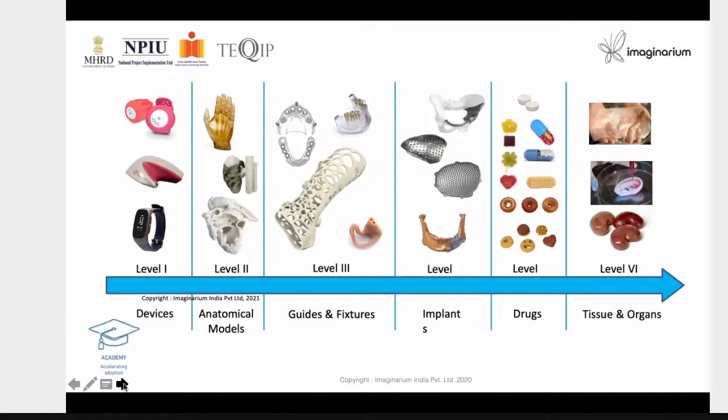So this shows the medical opportunity that you have. In fact, this is changing every day because I've introduced many new things here. At level 1, you have devices. Level 2, you have anatomical models. Level 3, you have guides and fixtures. Level 4, you have implants, and then you have drugs in between, and then you have tissue.